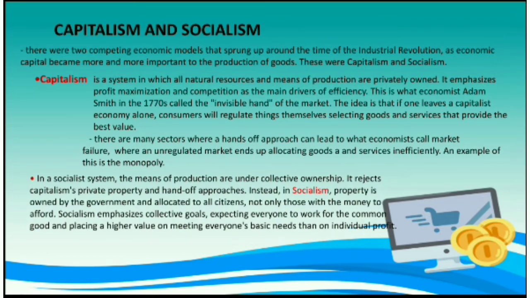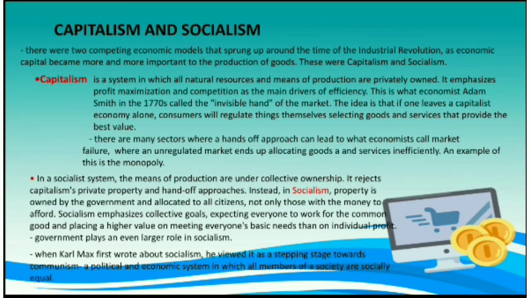In a socialist system, the means of production are under collective ownership. It rejects capitalism's private property and hands-off approaches. Instead, in socialism, property is owned by the government and allocated to all citizens, not only those with the money to afford it. Socialism is also a competing economic model, and it emphasizes collective goals, expecting everyone to work for the common good and placing a higher value on meeting everyone's basic needs than an individual's profit. Government plays an even larger role in socialism.